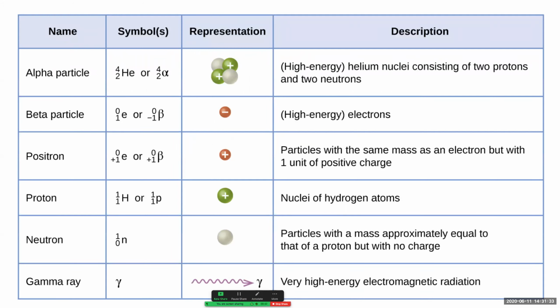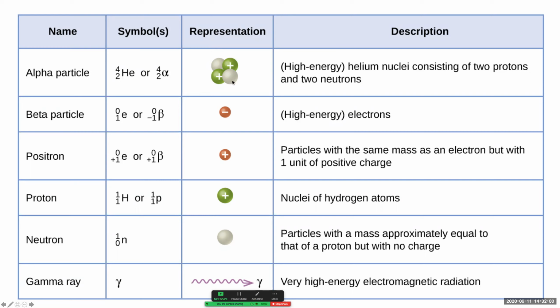So in this slide of your book, this shows the different common particles found in a nuclear event or a nuclear chemical change. And we'll go over these briefly. So at the top is an alpha particle. This is the heaviest particle. It's actually a helium nucleus, so it contains 2 protons and 2 neutrons. It's the heaviest of the particles because of that.